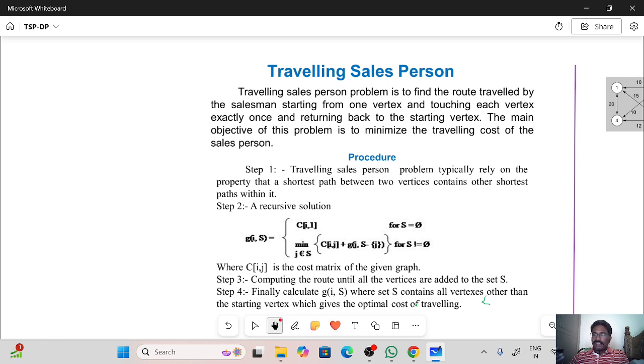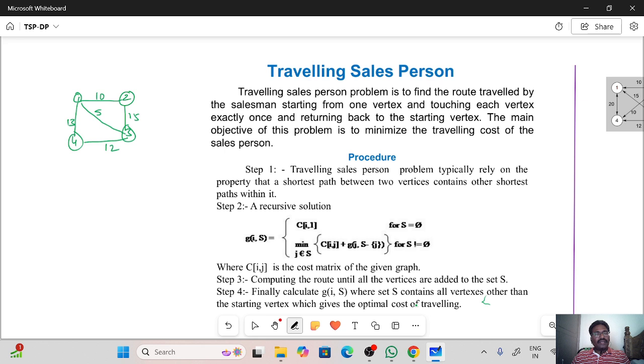Now, for example, we have a graph with 4 vertices. Let us assume vertex 1, vertex 2, vertex 3, vertex 4. So this is a graph, and it has some cost. Maybe it is a directed graph or an undirected graph. If it is directed, the edge cost from 1 to 2 and from 2 to 1 may be different.